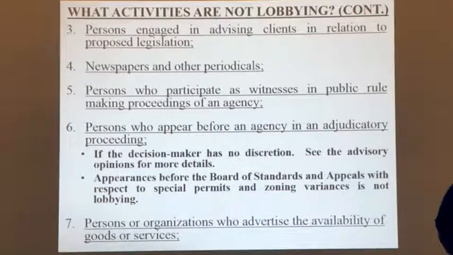Other examples, like the loft board: when you appear before the loft board and try to make changes, that would be an adjudicatory proceeding. In the 1980s, there was also an advisory opinion that stated that appearances before the Board of Standards and Appeals with respect to special permits or zoning variances is not lobbying. Those were viewed to be adjudicatory. That's to be contrasted with if you appear before city planning with respect to a special permit or a zoning variance, you are lobbying. But if you go before BSA, then you're not.